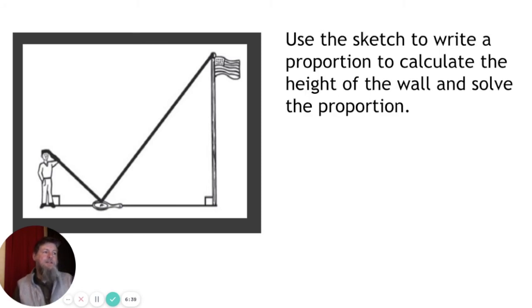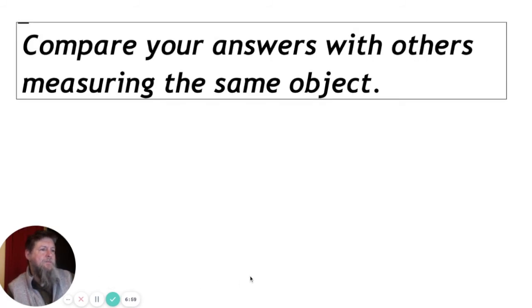All right, we're going to use the sketch to write a proportion to calculate the height of the wall. So we can measure the height up to your eyes, and we can measure the distance between your feet and the mirror, or the line on the mirror, or the dot on the mirror. And we can measure the distance between the dot on the mirror and the wall. So let's get that done.